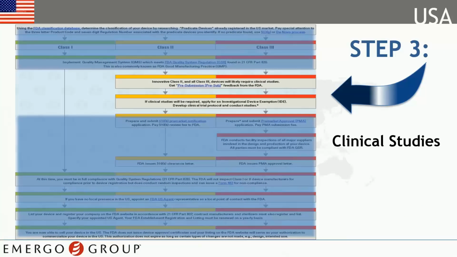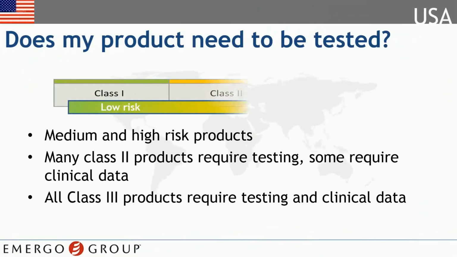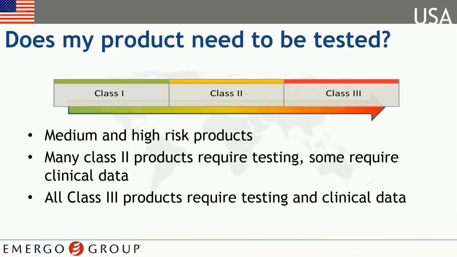Step 3 in bringing your device to market in the US is clinical testing. Your product's risk determines what tests, if any, will need to be performed. The higher the risk, the more testing required. Typically, Class 1 devices do not require testing. Class 2 and 3 devices, however, are not so lucky.